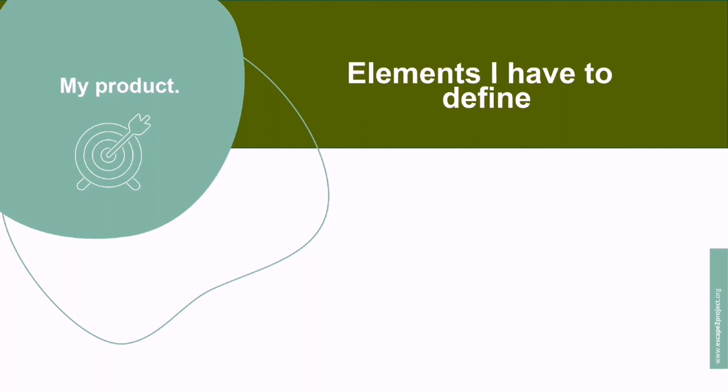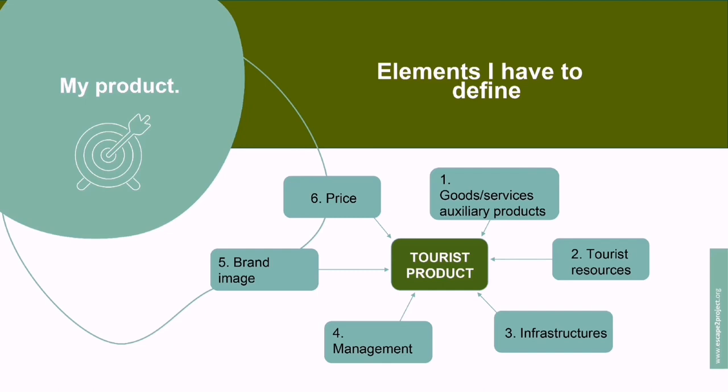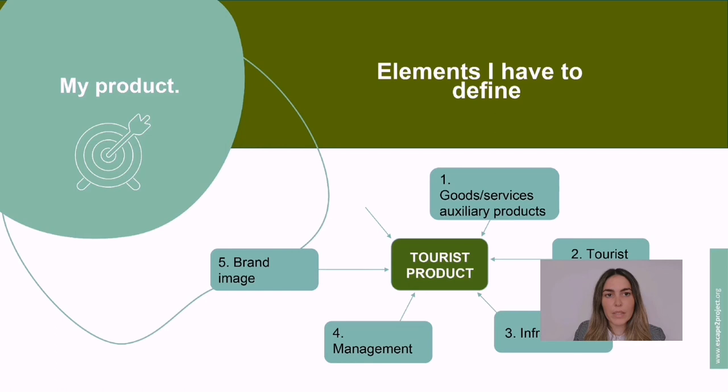My product. Elements I have to define. One. Goods, services, auxiliary products. Two. Tourist resources. Three. Infrastructures. Four. Management. Five. Brand image. Six. Price. After that, we will have our touristic product.